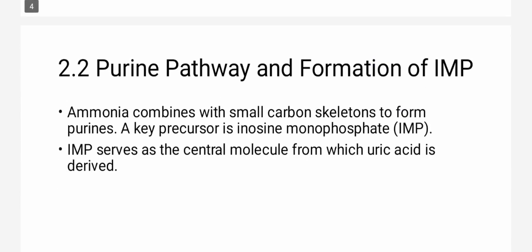Next is the purine synthesis pathway and the formation of IMP. IMP is inosine monophosphate. The ammonia produced in the earlier steps is combined with small carbon skeletons to form the purines, which are key precursors of IMP. IMP serves as the central molecule from which uric acid is derived.